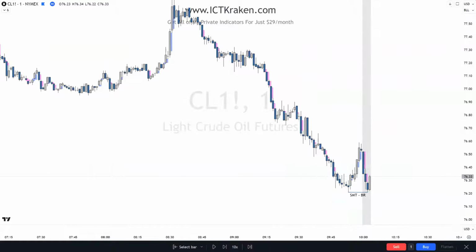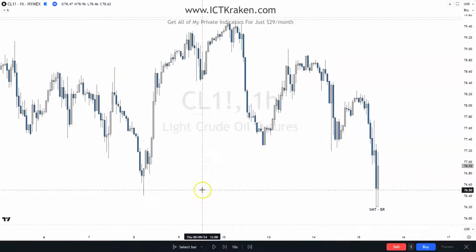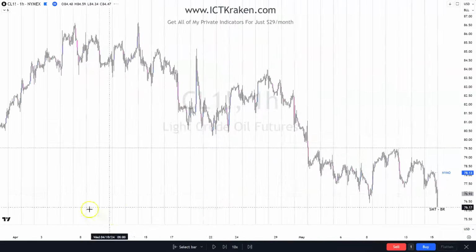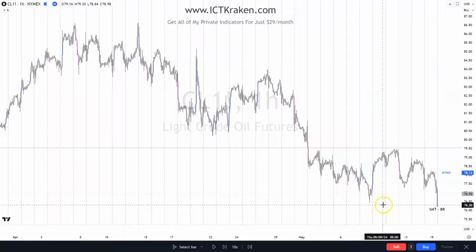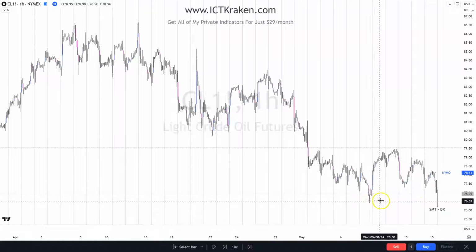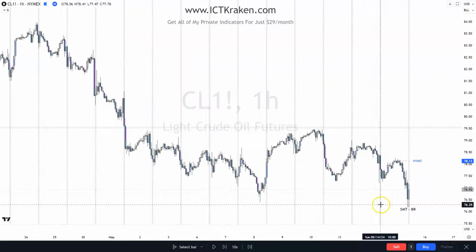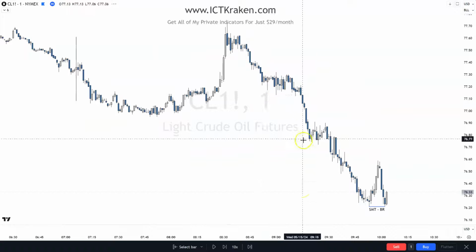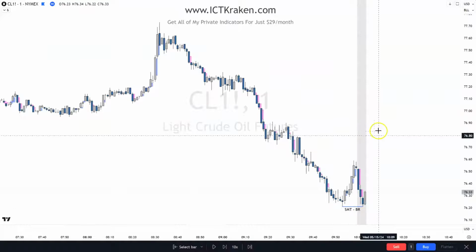If we looked at the 1 hour chart, let's go to the 1 hour real quick. Here, on the 1 hour, in the last month, a month and a half, it finally took this low. And so it's just taken a low. Usually when we take a low like that, we expect some kind of reaction. So let's go back here. On the 1 hour, we took a low down here. So now we're looking for a reversal.